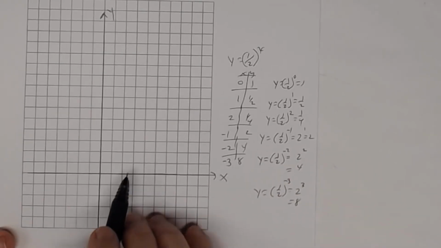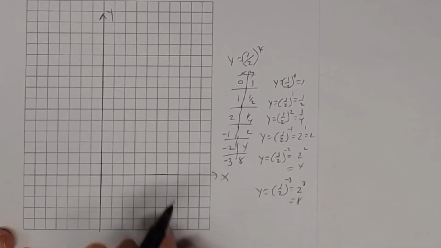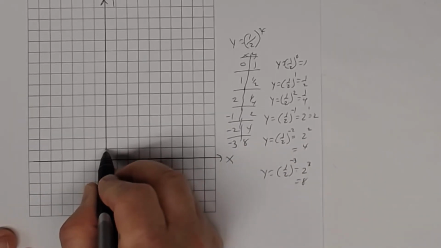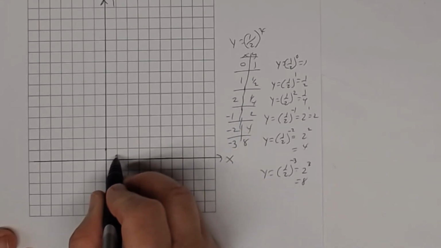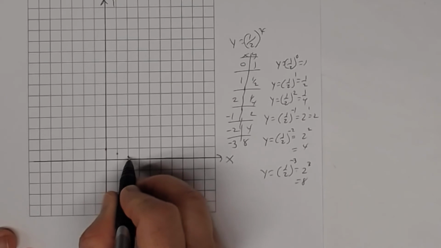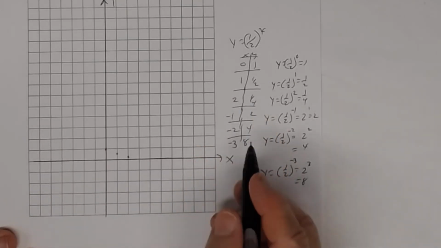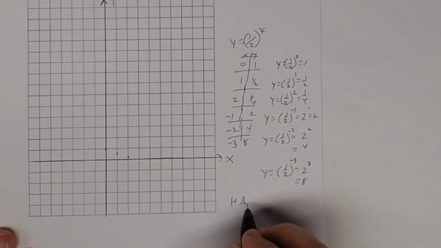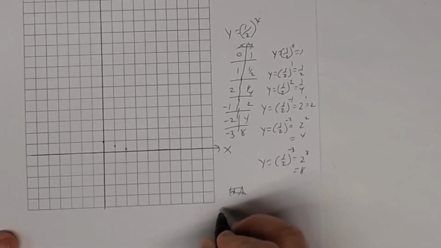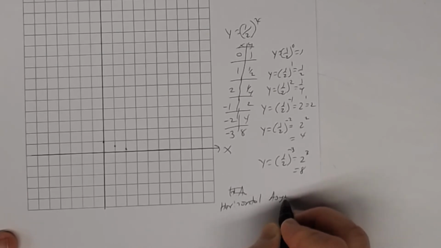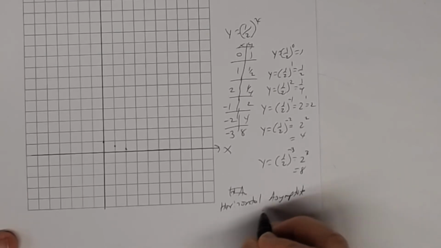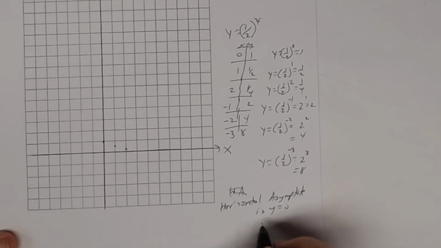All right, so we have enough here to graph this exponential. So 0, 1, 1, 1/2, 2, 1/4. And by the way, remember the horizontal asymptote, HA. Let me write it out: the horizontal asymptote is y equals 0, or the x-axis.